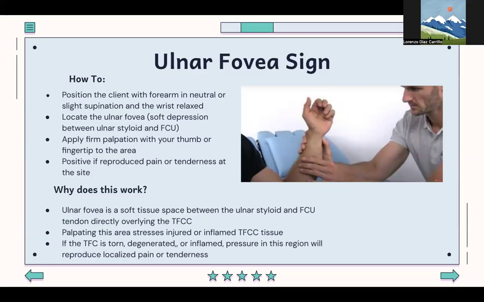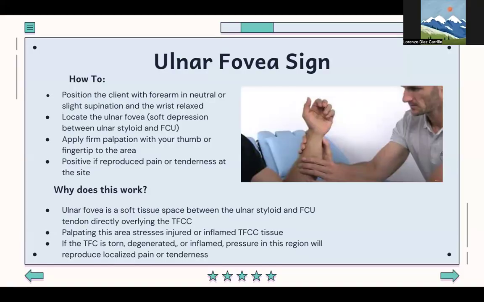The ulnar fovea sign targets a very specific anatomical region, which is essentially that soft spot where multiple important structures come together. It is located just distal and slightly dorsal to the ulnar styloid, right between the bone and the FCU tendon. When we press here, we're putting direct pressure on the dorsal portion of the TFCC, especially the deep fibers of the radioulnar ligaments and the ulnar triquetral ligaments, which lie very close to the surface of this area.